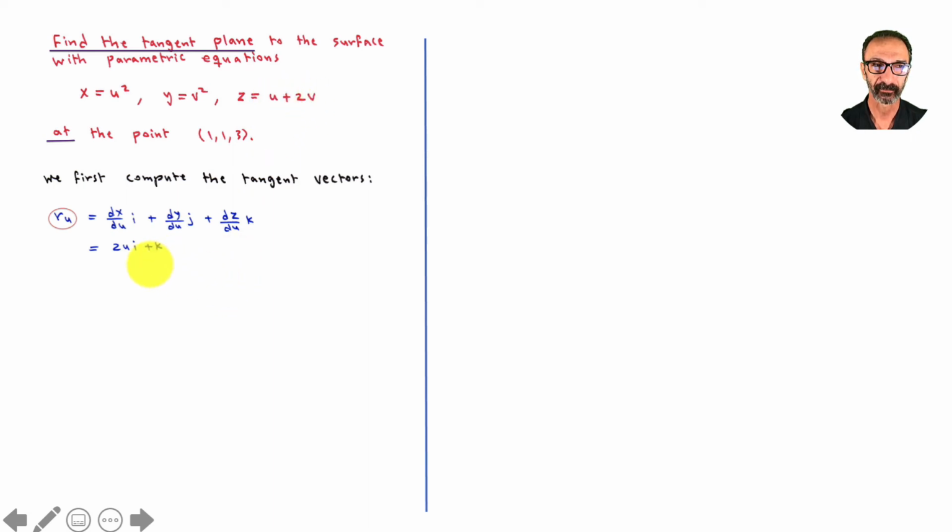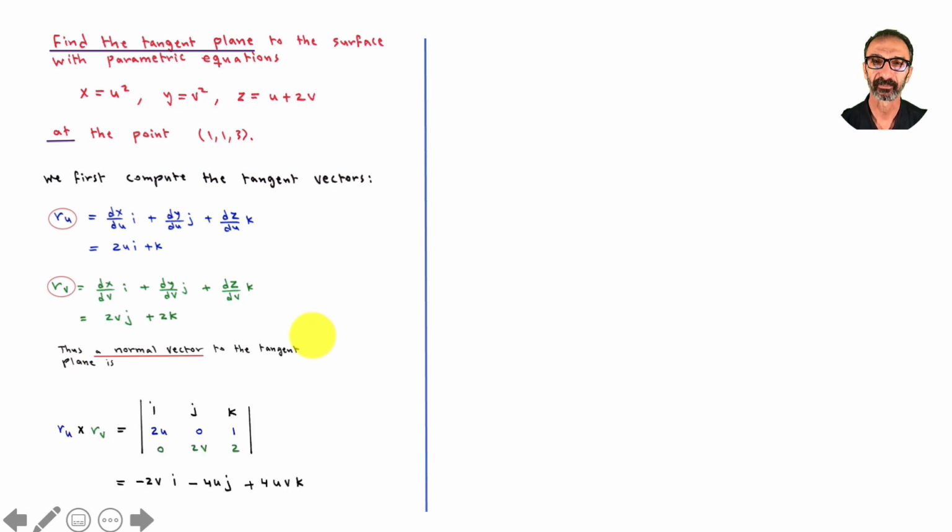Okay? What are we going to do now? rv, the partial derivative of r with respect to v. The last one with respect to v is 2. You could see that. What do we do next? We need to find the normal, which is a cross product. The normal vector to the tangent plane is the cross product.